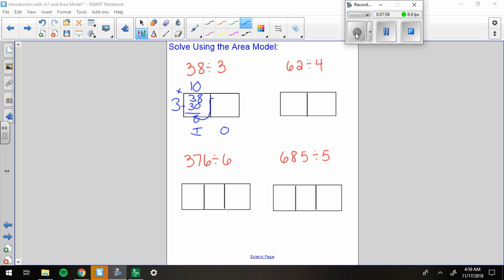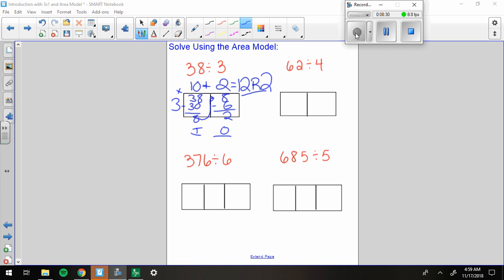That 8 now comes up here. And now I'm going to be seeing how many times 3 goes into 8 using multiples of 1. It goes in twice. 2 times 3 is 6. Subtracting, I get 2. And then up here, I add everything above the rectangle, equals 12. Remainder 2. And that's my quotient.